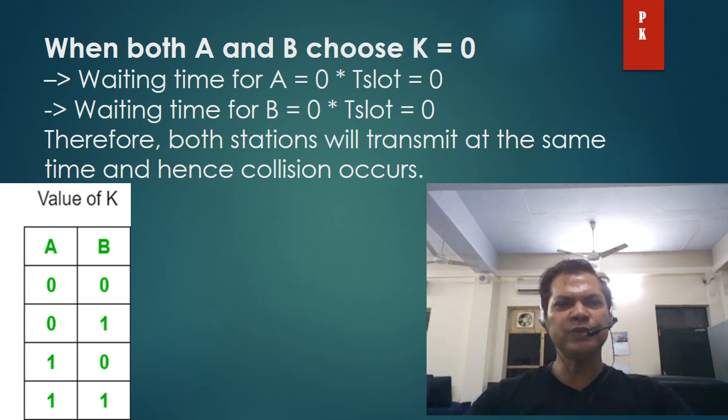Now see the situation when both A and B choose K equal to 0. It means they picked the value 0 from this table. Waiting time for A will be 0 times T slot, that is the time slot, so 0 multiplied by any time slot equals 0, and waiting time for B, since B also selected 0, will also be 0. Therefore both stations will transmit at the same time and hence a collision occurs. This may happen in any network.